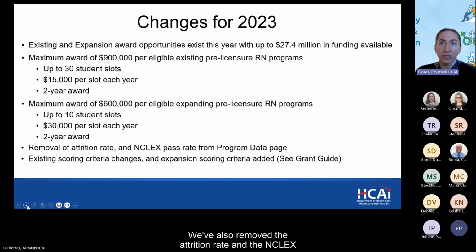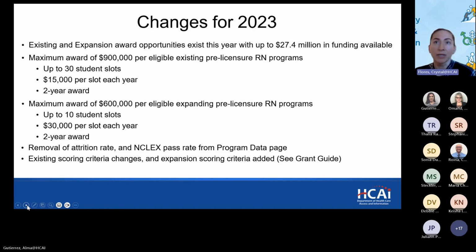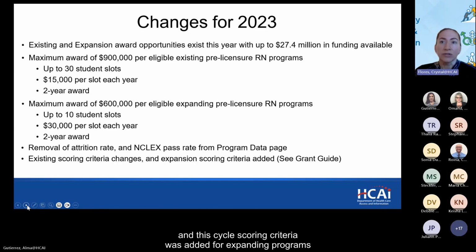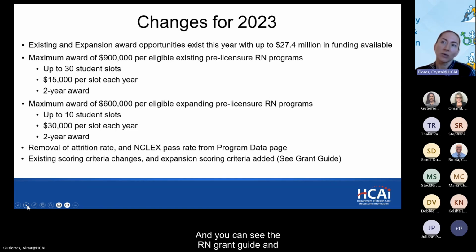We've also removed the attrition rate and the NCLEX pass rate questions from the program data page. And this cycle scoring criteria was added for expanding programs, and minor scoring changes occurred for existing programs. And you can see the RN grant guide and scoring guide for more information on that.